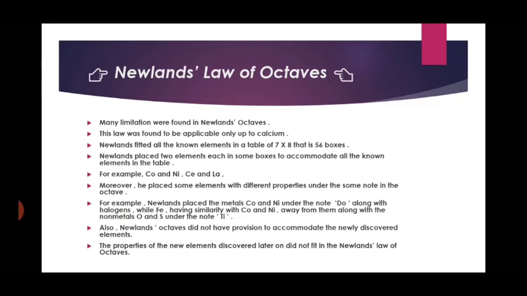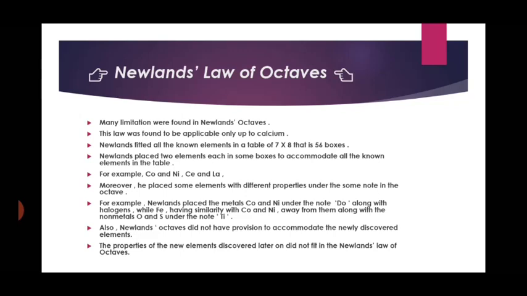Newlands placed two elements each in some boxes to accommodate all the known elements in the table. So what is the next limitation? He kept two elements in the same box, for example, cobalt and nickel, cerium and lanthanum.